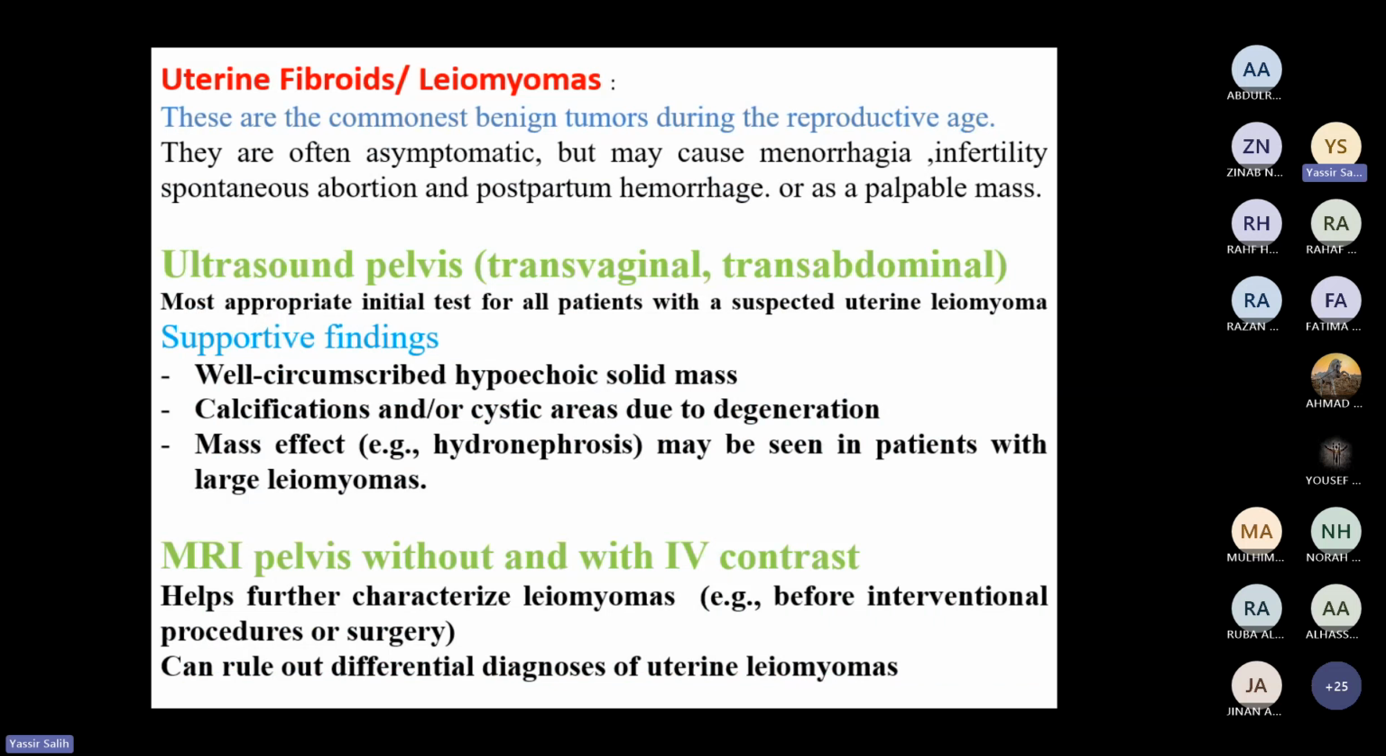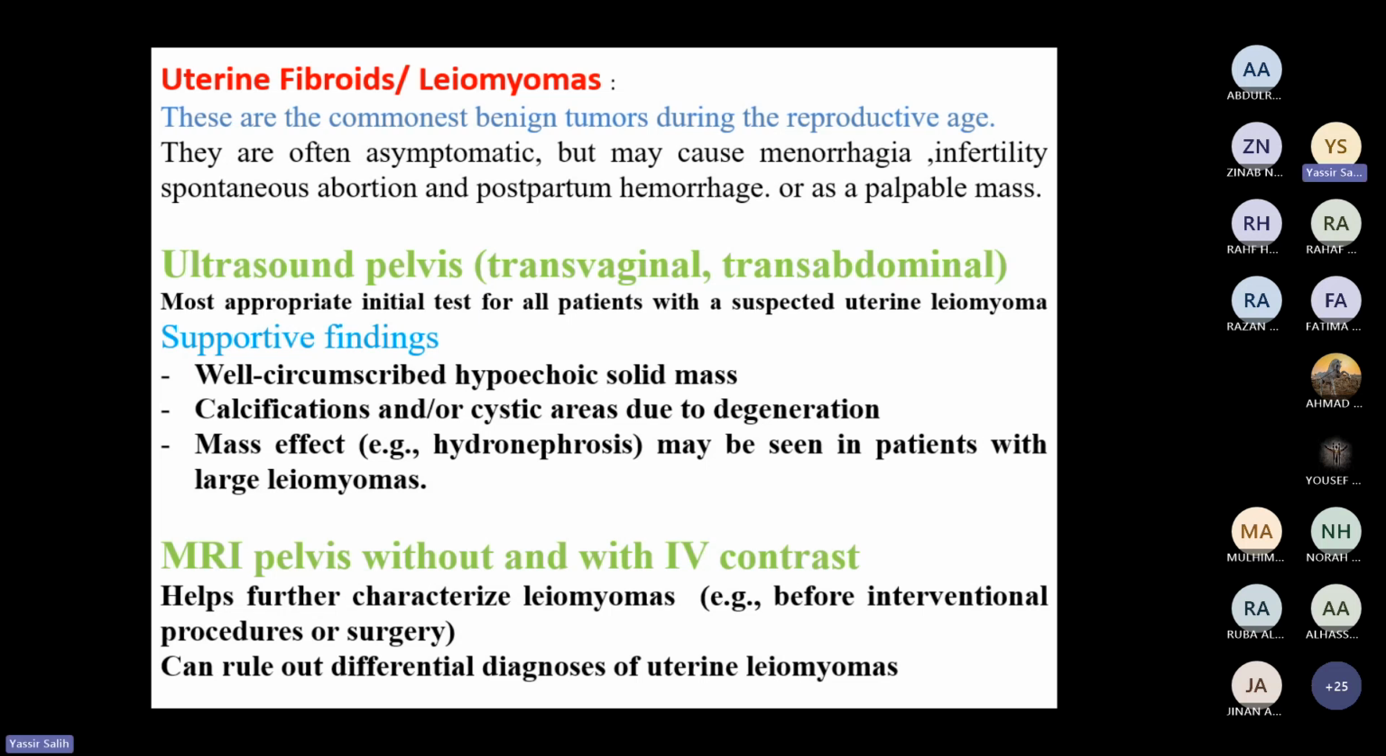Let's move to the other uterine lesion: fibroid or leiomyoma. This is the most common benign tumor, usually asymptomatic, but the patient may present with menorrhagia, meaning excessive cycle, or infertility. It may also cause spontaneous miscarriage and postpartum hemorrhage, or the patient may present with a huge distended abdomen or palpable mass.